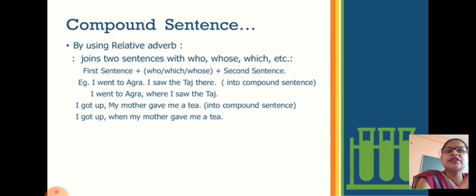Now let's talk about the compound sentences by using the relative adverb. Your formula remains the same: first sentence, second sentence, in the beginning and in the end. In between you will use relative words. I went to Agra, I saw the Taj Mahal there. What will you make? I went to Agra where I saw the Taj Mahal. I got up, my mother gave me a tea. I got up when my mother gave me a tea. So these are some examples of your compound sentences.